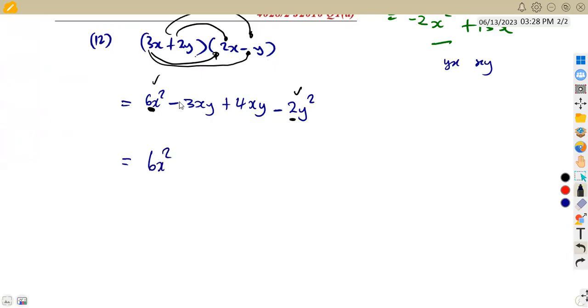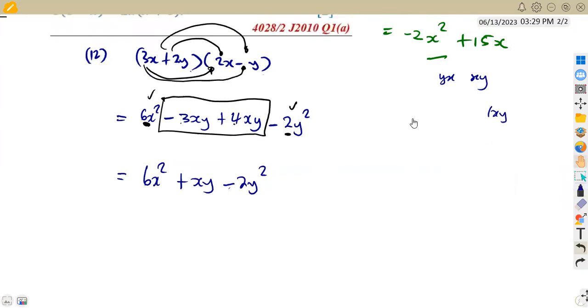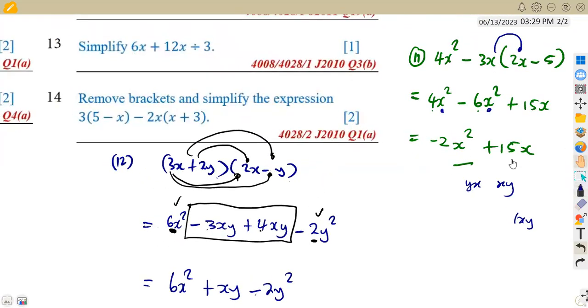We collect our like terms, that is negative 3xy and 4xy. So that will be 4 minus 3, that's 1, guys. 1xy is the same as xy. So that will be xy. Then we are remaining with negative 2y squared. That's our last term, negative 2y squared. There's nothing that you're going to do there. Just leave your answer as it is at this stage. So that is how we could have simplified this typical question.